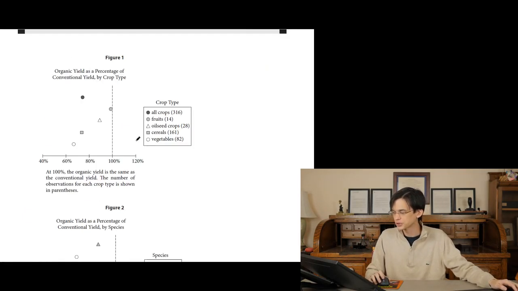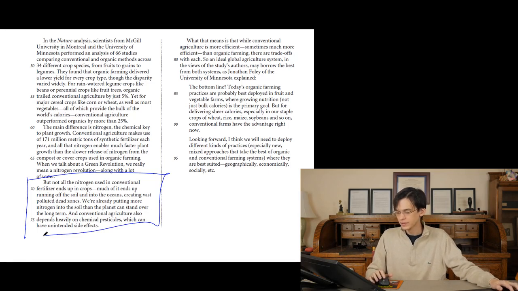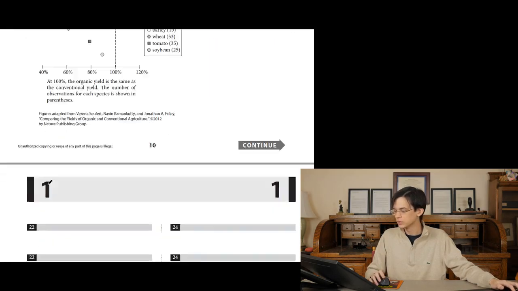I guess also another attribute could be its ability to destroy ecosystems. Because if we remember in this paragraph right here, line 69 to 76, they talk about how conventional agriculture causes a lot of problems to ecosystems as a result of nitrogen runoff. So maybe they're talking about that too, I don't know.